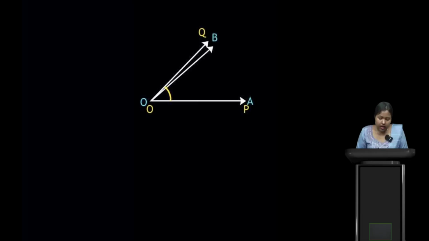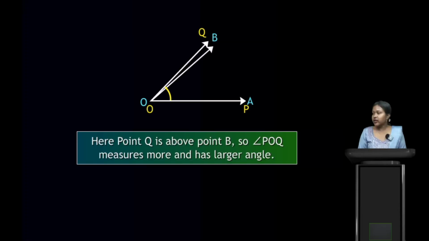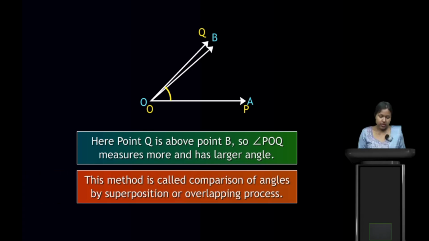You can see here angle QOP. It is more wider, right? Angle QOP compared to angle BOA, right? So from here, what can we conclude? Here point Q is above point B, right? So angle POQ measures more and is the larger angle.